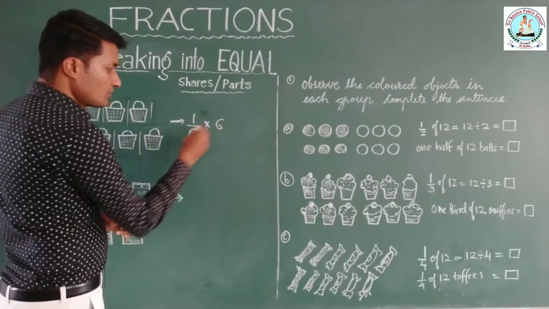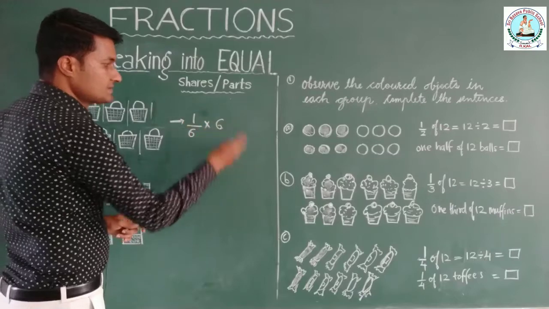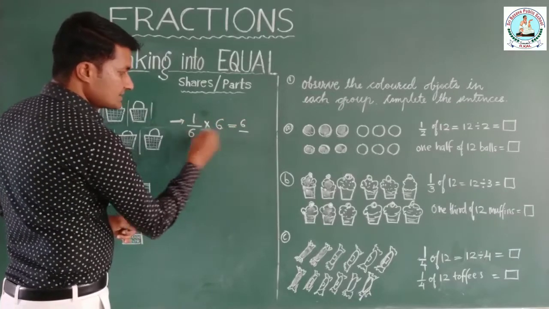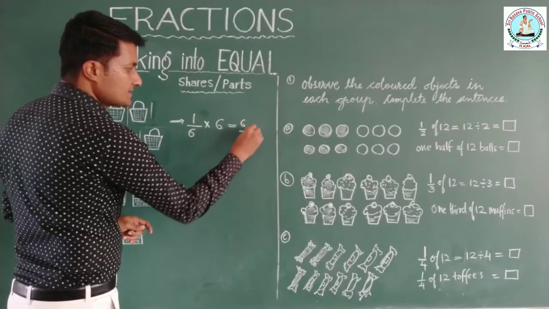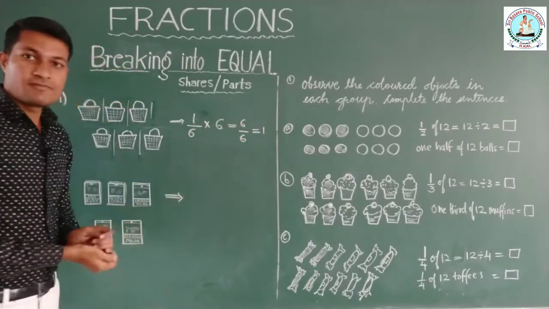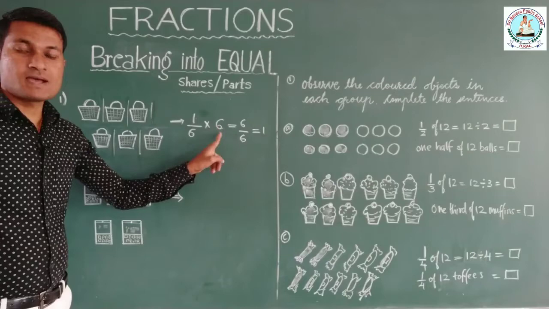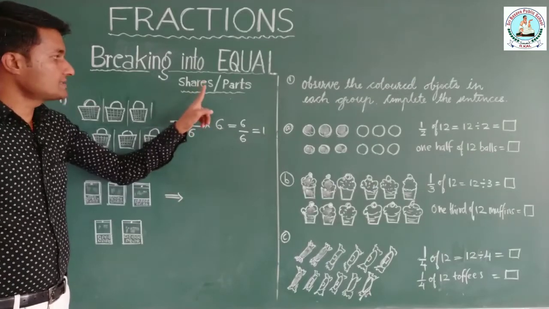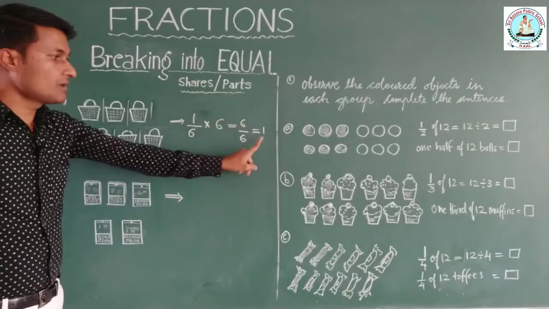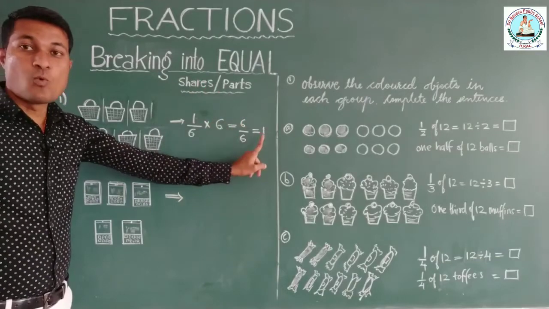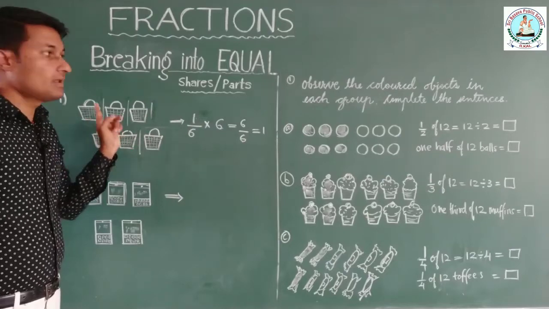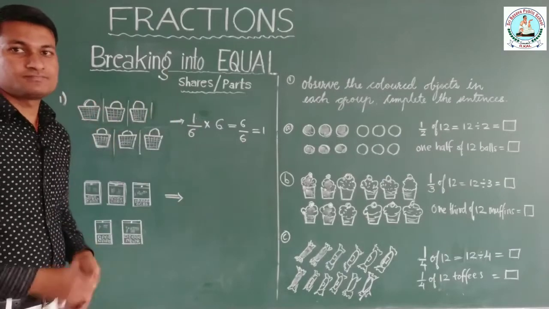Then I will get 1/6 of the 6. So 6 times 1 is 6, and the 6 as it is. 6 divided by 6 is what? 1. So if I divide 6 baskets into 6 equal groups or 6 equal parts, then I will get one basket in each equal part, in each equal share.